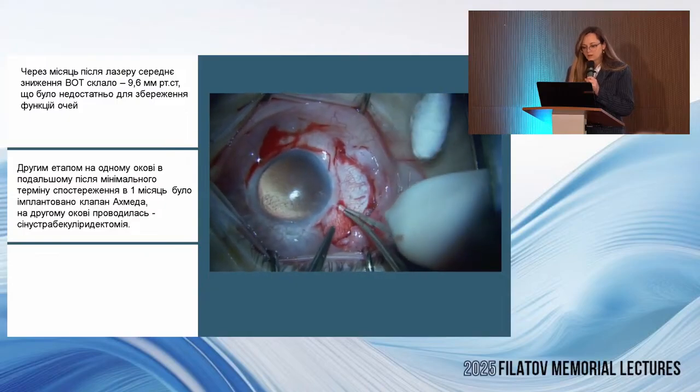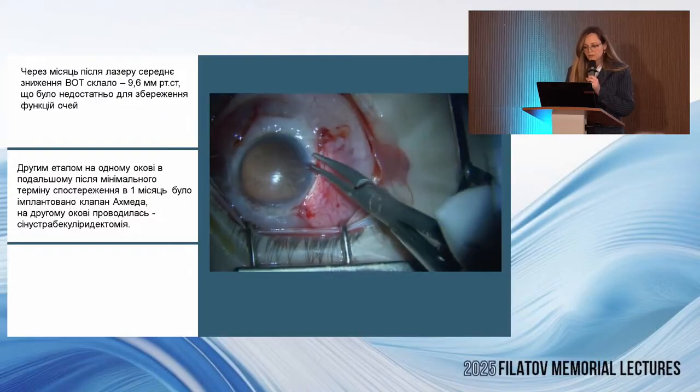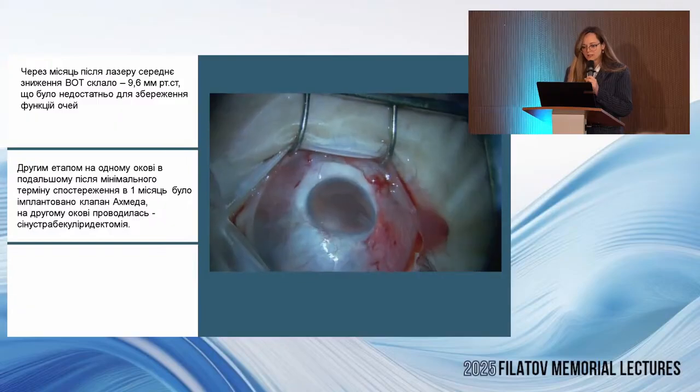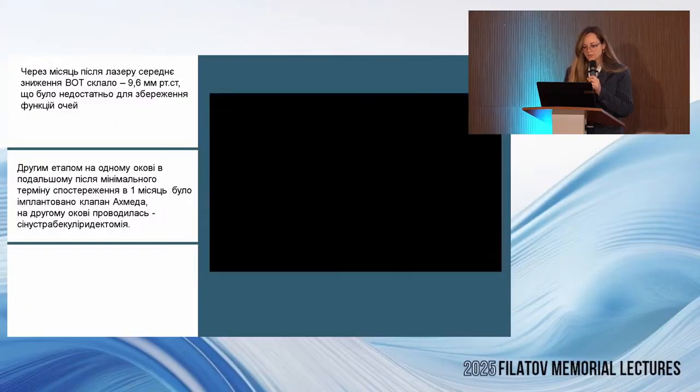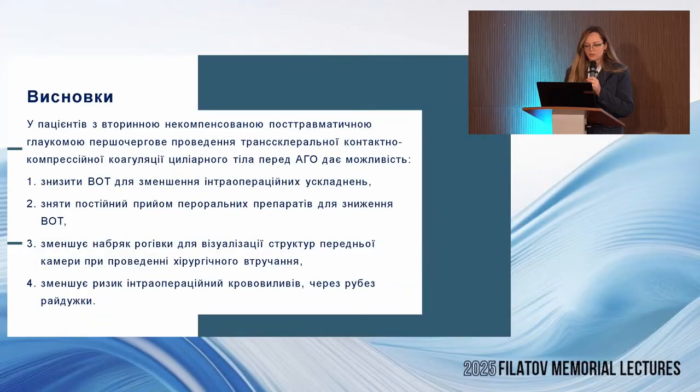Here you see the valve implantation with the coverage of the scleral transplant. These patients were examined for some time after the operation. The pressure in patients with the Ahmed's valve on the first day after the implantation was 20 millimeters, and within 4 weeks it was 22.4. In patients with penetrating glaucoma operation it was 14 on the second day, and within 3 days it was still 18 millimeters.